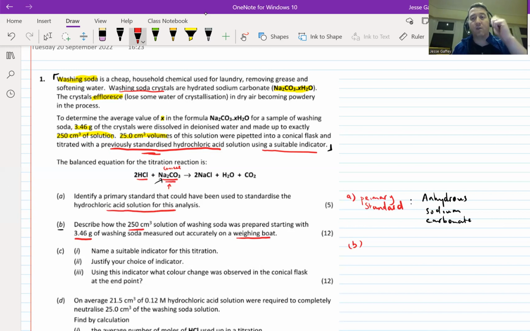And we have to describe how we made up the solution from that. So imagine I give you the tray of crystals and say, you take the rest. How do you make it up? And I'm talking in detail. We're looking for 12 marks here of how we make a standard solution from the weighed out sample. So again, you guys should be on this. This should be easy 12 marks.